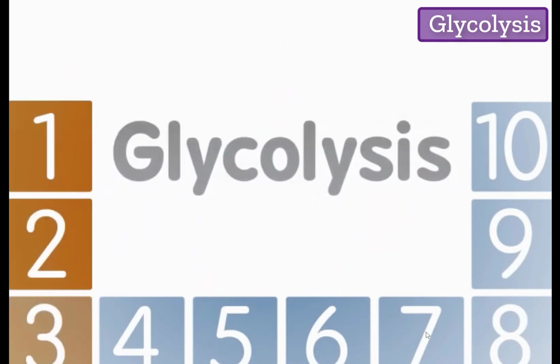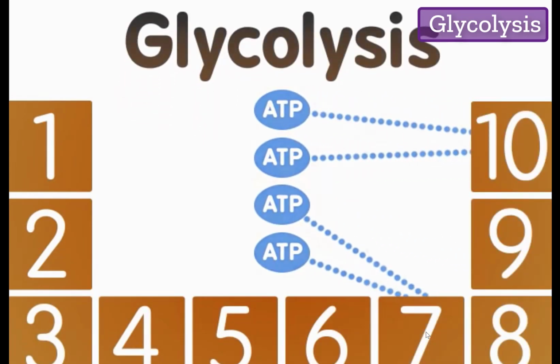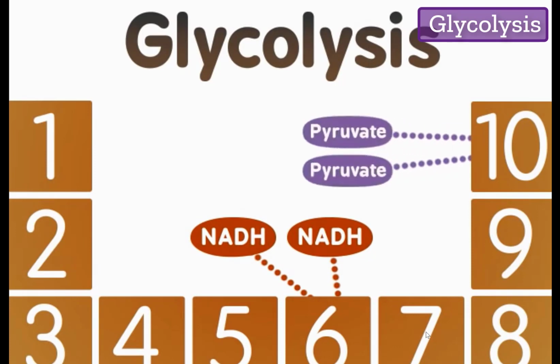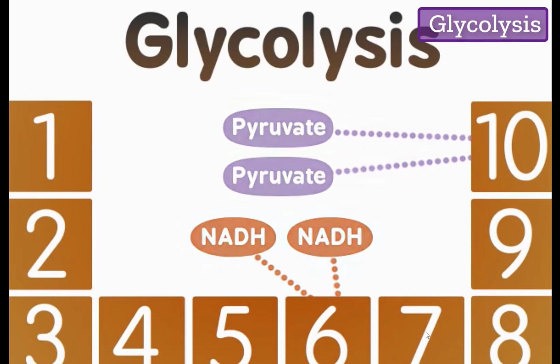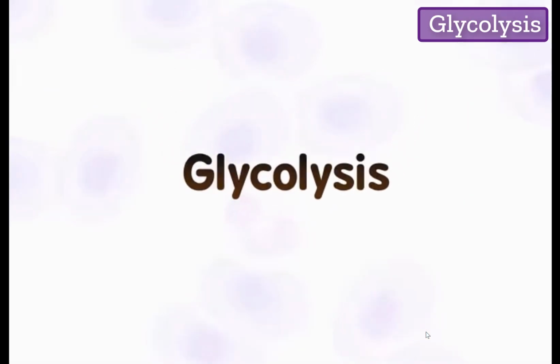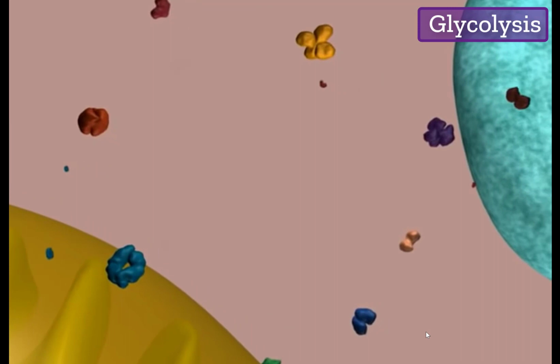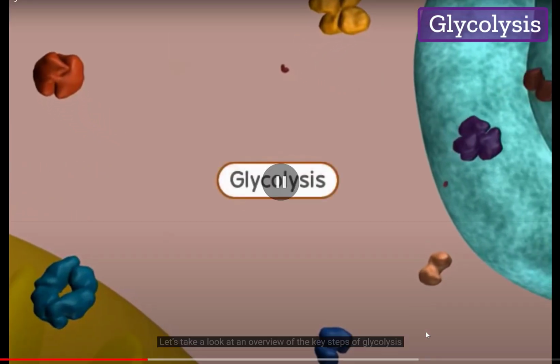Glycolysis is an important pathway for cells because it produces ATP, and other products such as NADH and pyruvate that can be used later to produce more ATP for a cell. This key process takes place in the cytosol of the cell. Let's take a look at an overview of the key steps of glycolysis.